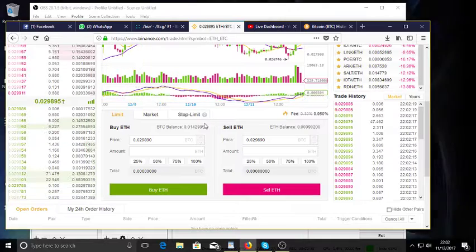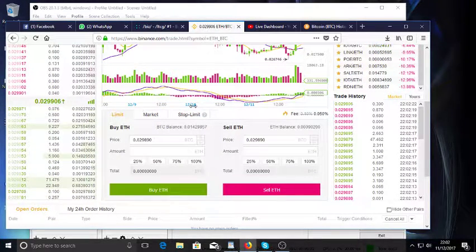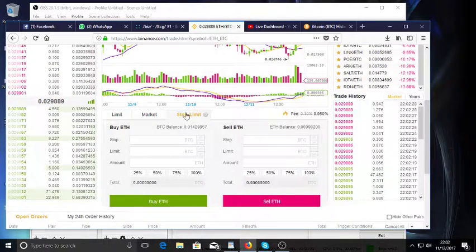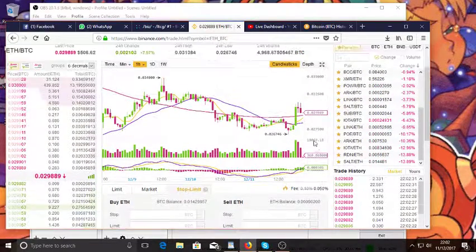Limits are fine for day trading, if you're going to be around every so often to check up on the price. But stop limits, these babies, many profits have been saved with stop limits.